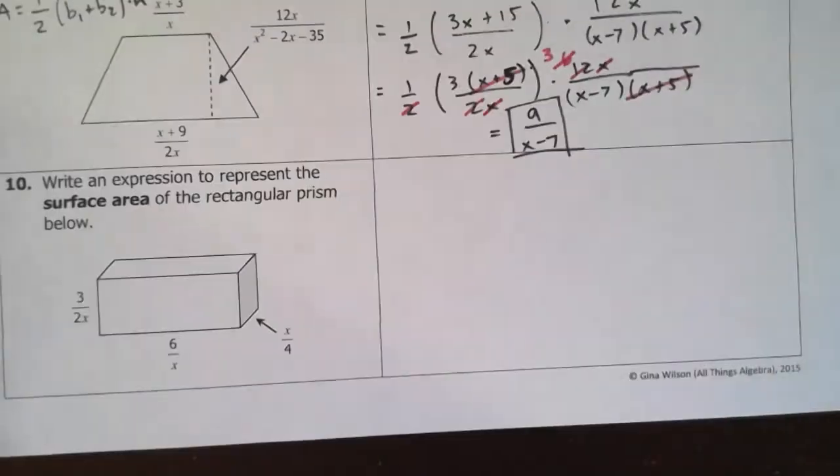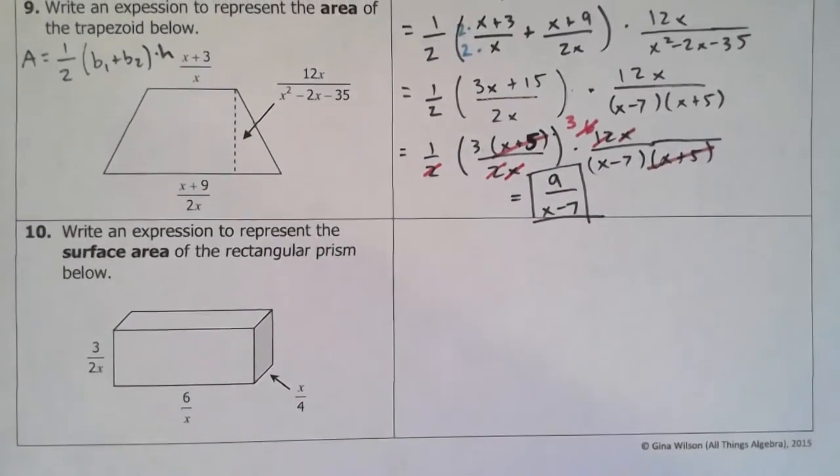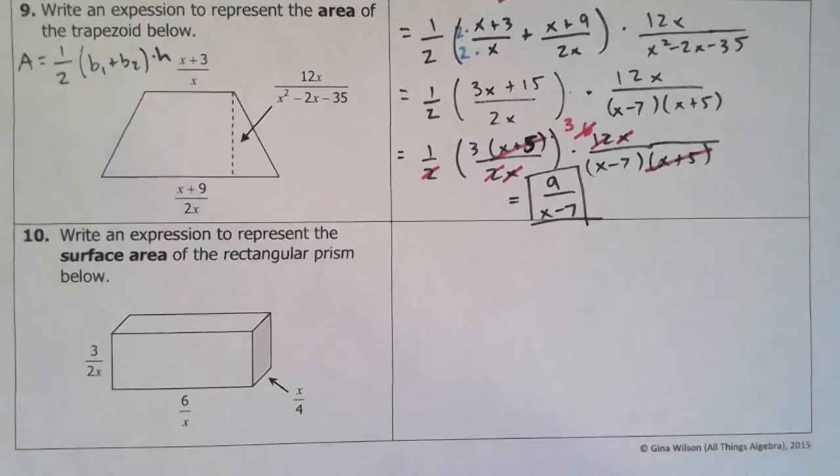Finally, number 10, it says write the expression to represent the surface area of the rectangular prism below. So surface area, you guys remember that, right? We haven't done that in a while.